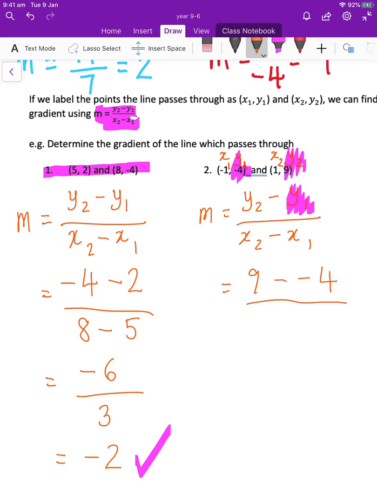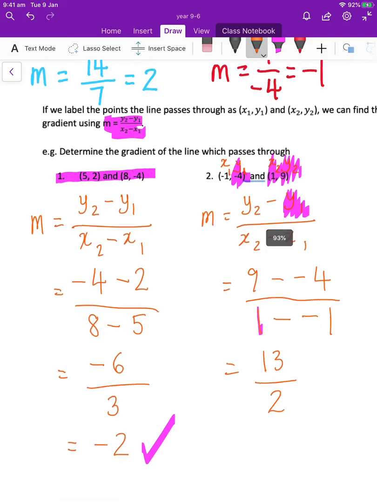On the denominator, I have to get the second x number. If I highlight, the second x number is a 1. And then take away, and now I have to do the first x number, and the first x number is a negative 1. So 1 take away negative 1. Now remembering about my negatives, on the top, 9 take negative 4 is the same as 9 add 4, and 1 subtract negative 1 is the same as 1 add 1, which is a 2. And I can just leave the gradient as 13 over 2. That one doesn't simplify very nicely, so we'll just leave it as 13 over 2.